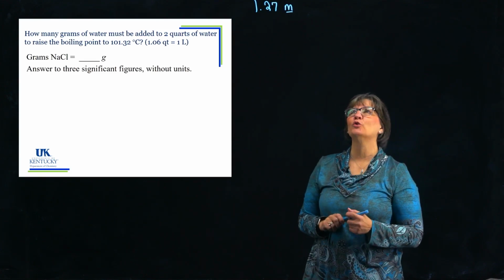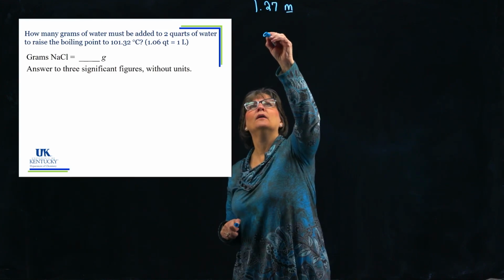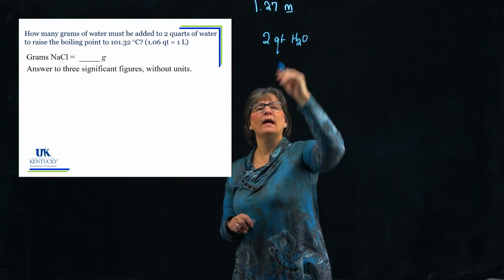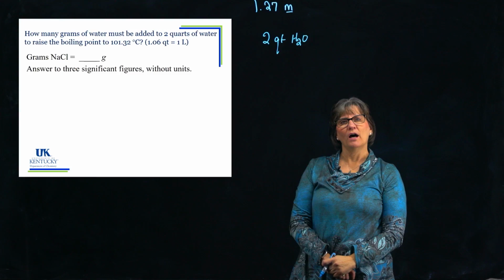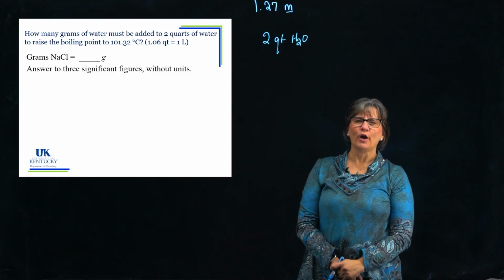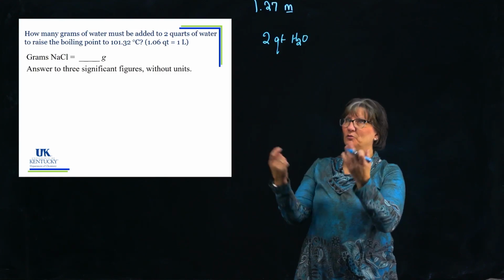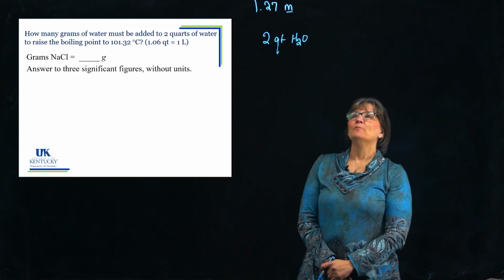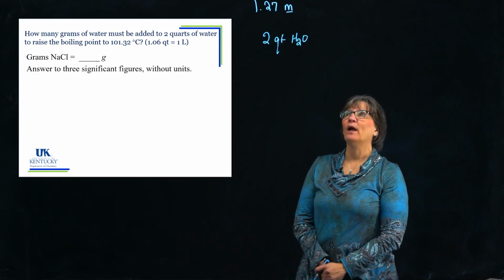So we're going to take 2 quarts of water, okay? 2 quarts of H2O. We're going to try to consider how many grams of water we would have to add to that pot. This would not be an uncommon amount of water to cook your spaghetti in. So we're going to figure out how many grams that would be.